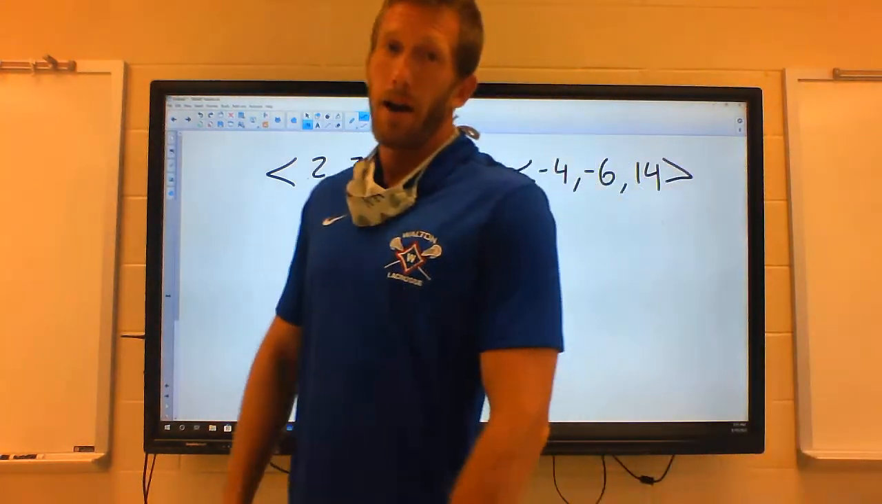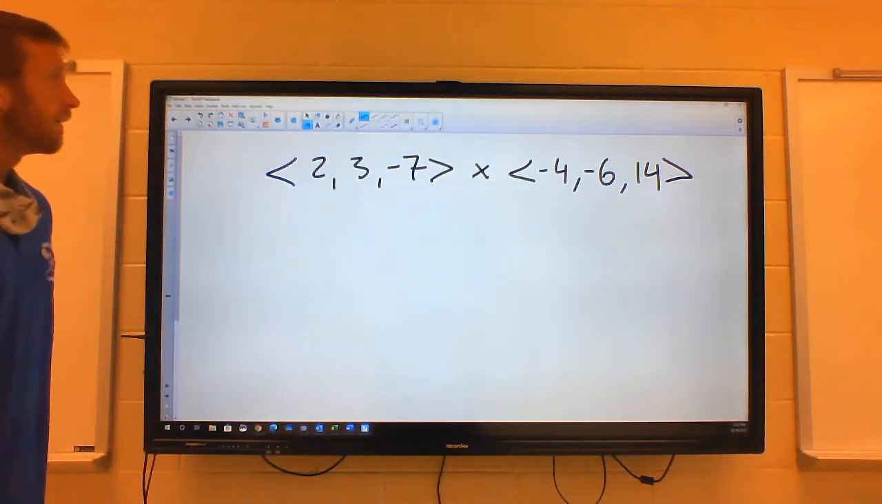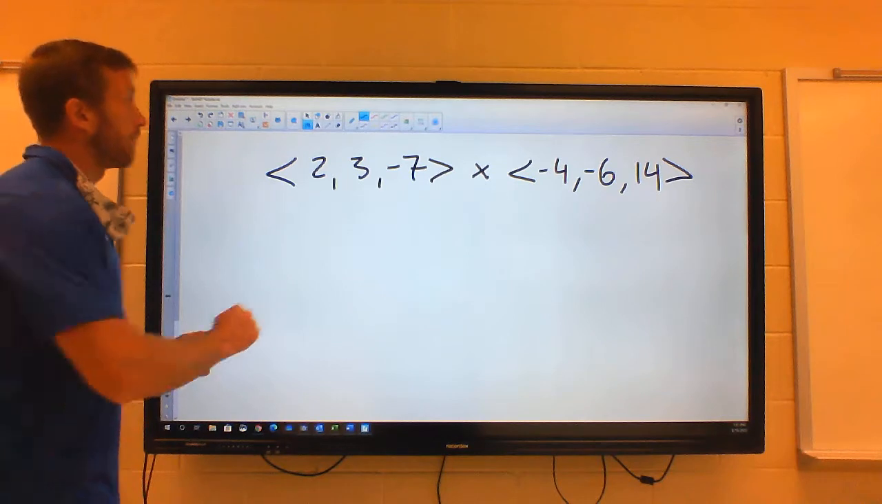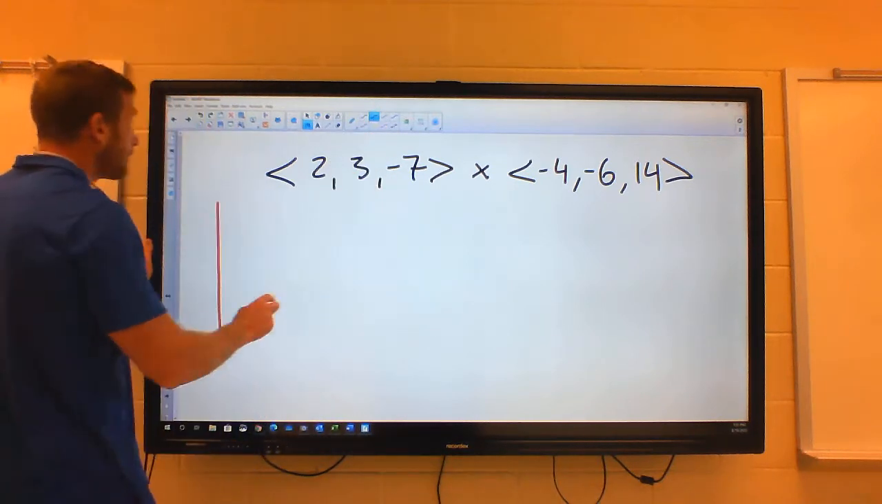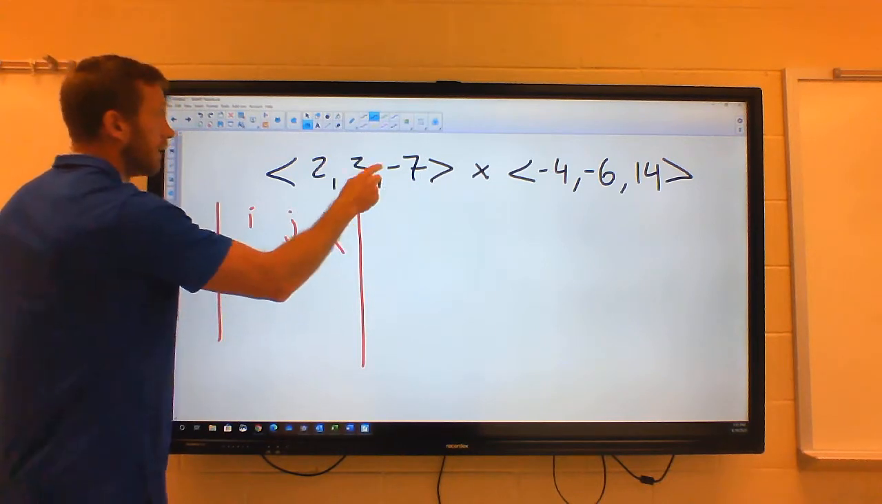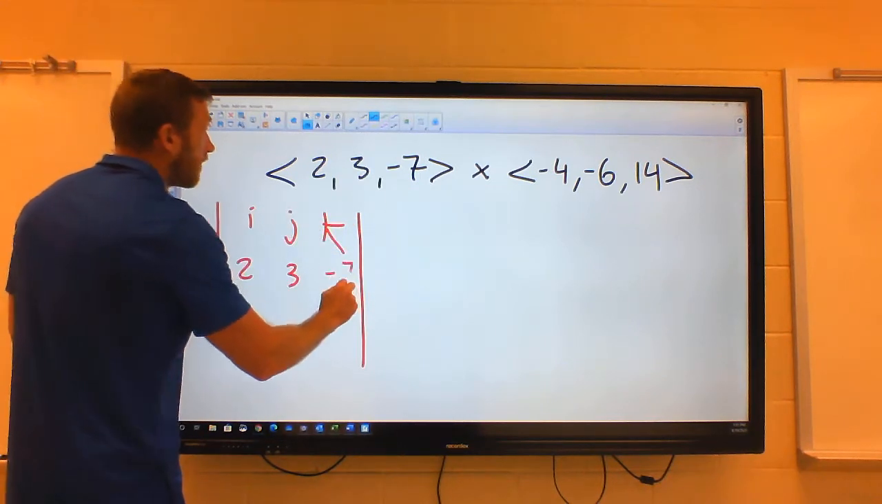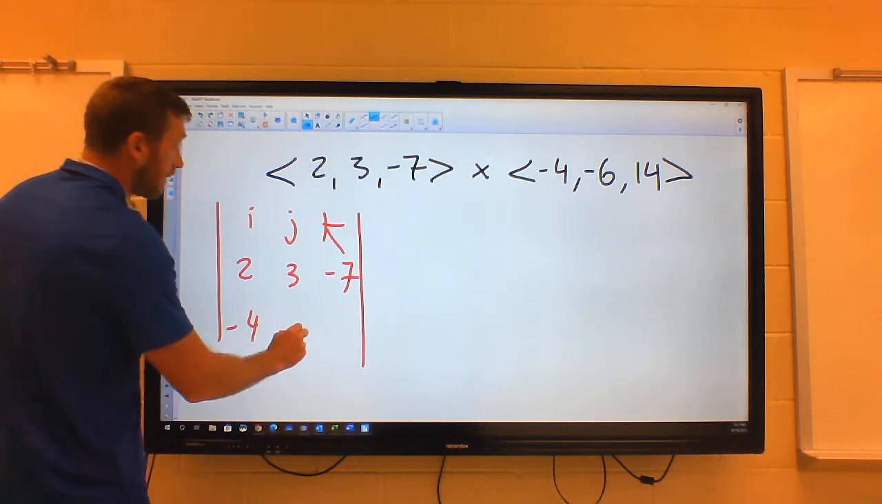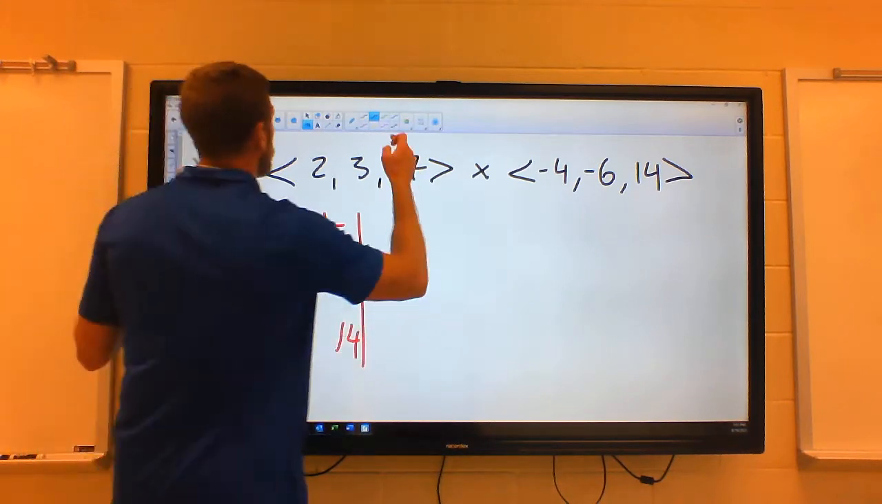All right, I'm going to freeze it right now. All right, you should be back and ready to solve this. Not solve, but compute this cross product. I, J, K, 2, 3, negative 7, negative 4, negative 6, 14.